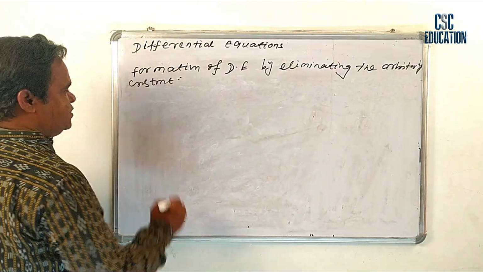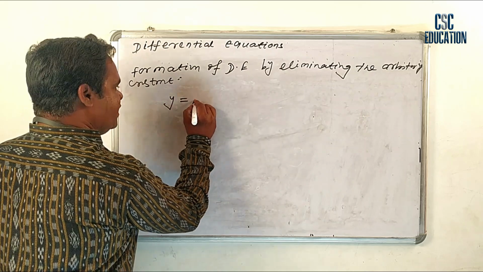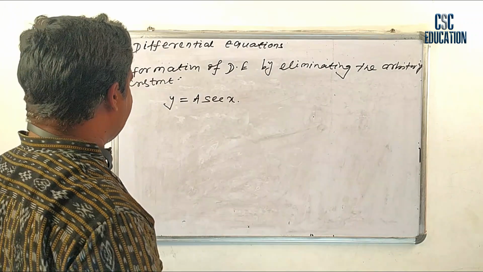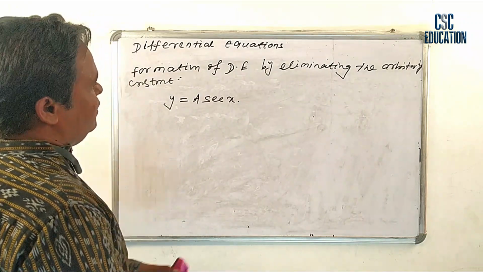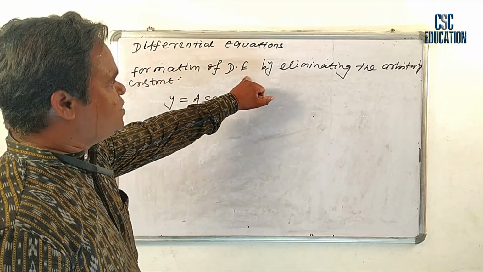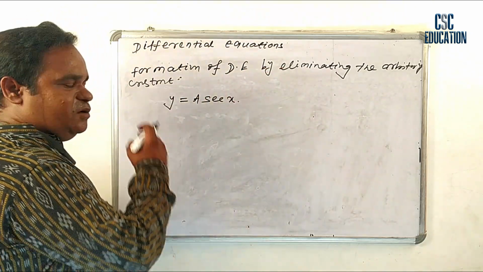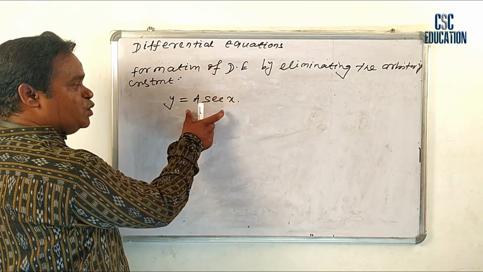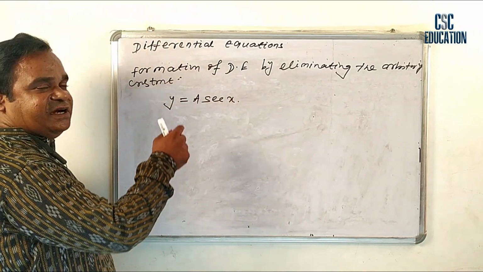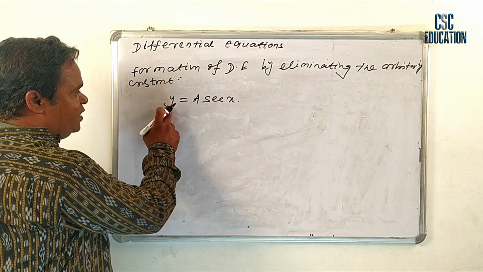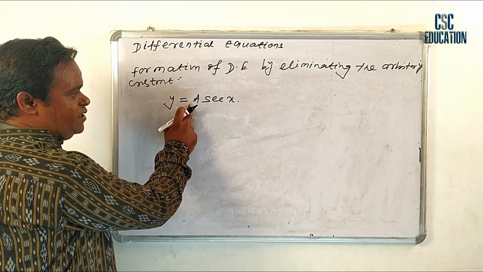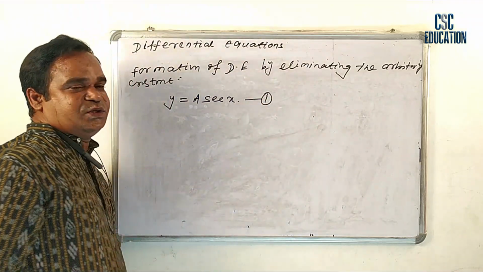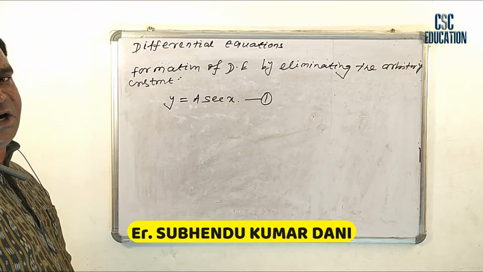Firstly, the given example. Suppose y is a function of a sec x. For formation of a differential equation by eliminating the arbitrary constant, we have to clearly know which constants are present in the question. Here y equals a sec x, where a is a constant. So the given equation is equation 1.